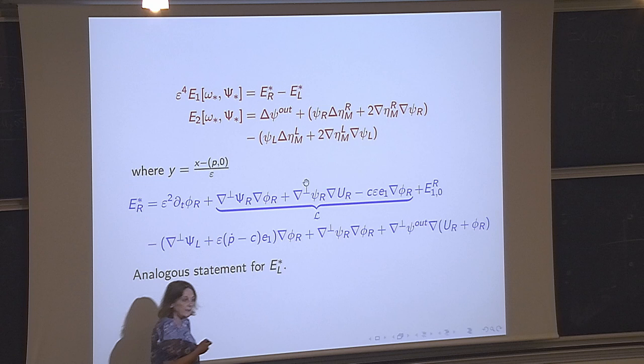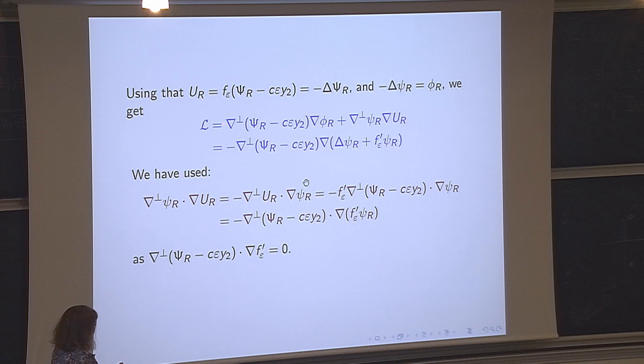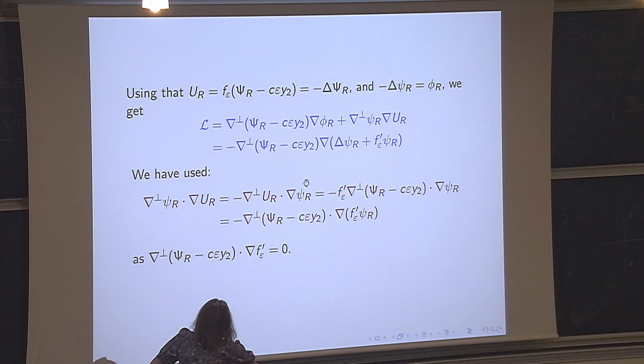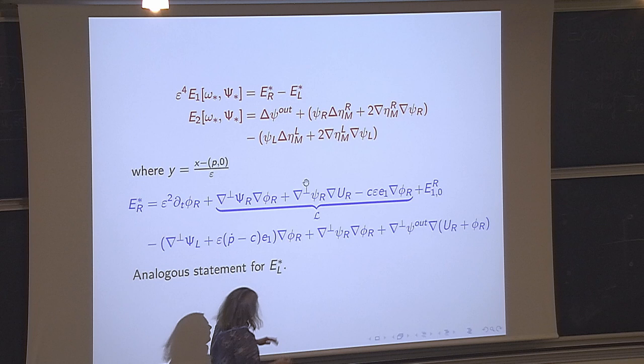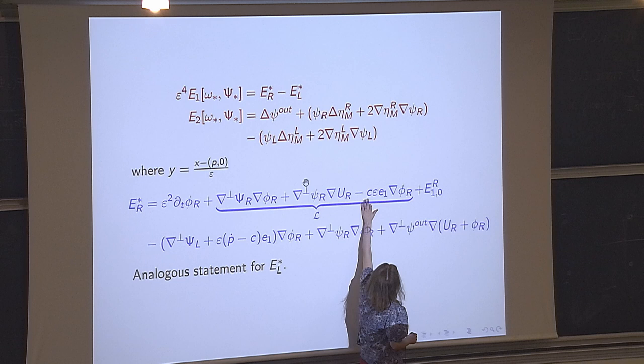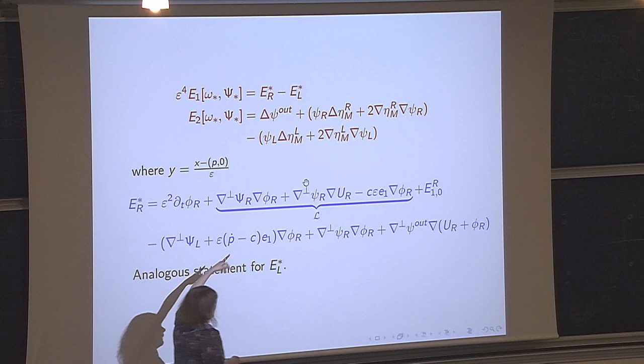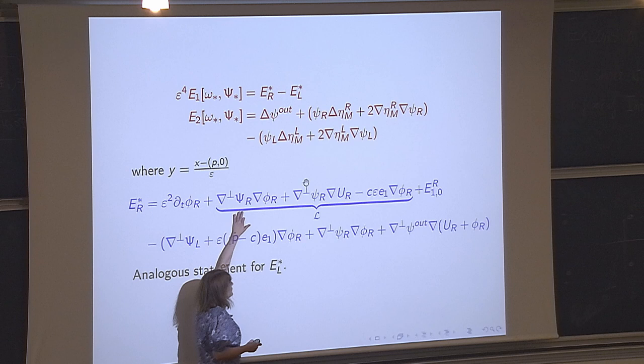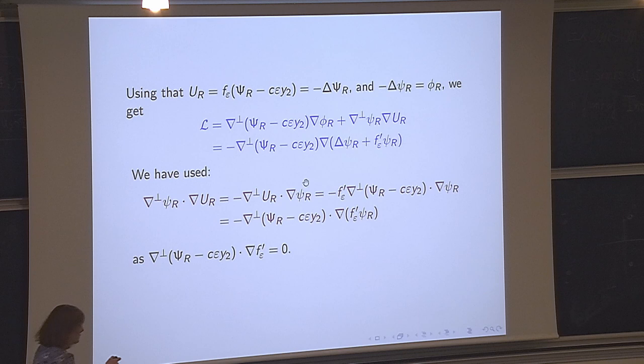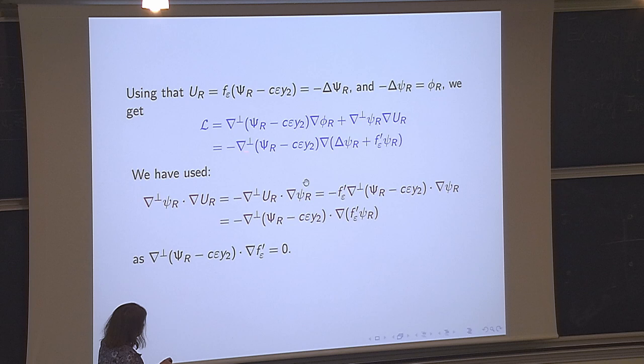So let me understand a little bit better what this L is. Let me just go back. First of all, you put together this and that, because minus C epsilon E1 is the gradient perp of minus C epsilon y2. So you put it together with the capital psi R, and you get this one times the gradient of phi, and the other you leave as it is. But then this can be written in a nicer way. It's the gradient perp of the velocity, so it's the velocity of the right vortex pair dot with the gradient of this linear operator.